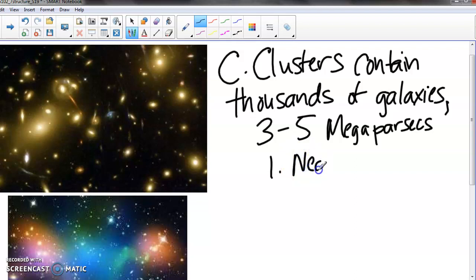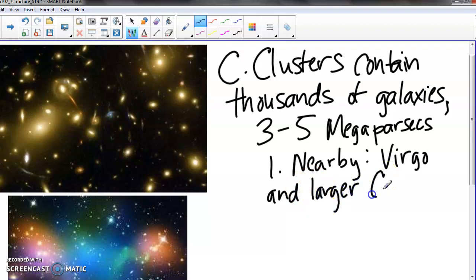So nearby, we have the Virgo and a larger Coma cluster. Okay, and Virgo is named for the constellation Virgo. That's where it is in the sky. Virgo contains a lot of spirals.